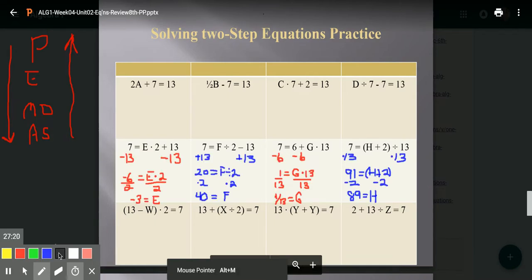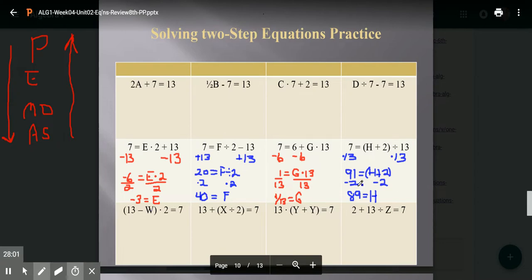All right, hopefully you would pause the video to try these on your own. So let's check our work here. On the first one, we want to subtract 13 from each side and then divide by 2 to wind up with e equals -3. On the second, we want to add 13 and then multiply by 2. We wind up with f is equal to 40. On the third, we want to subtract 6 first and then divide by 13. And we'll get g is equal to 1/13, 1 over 13.